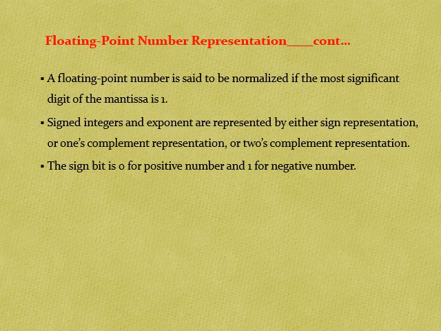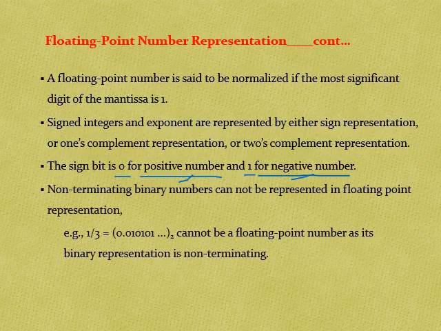Now let's see the condition for the sign bit. If the sign bit, which is the first bit of the whole number, is 0, then it is a positive number. If it is 1, then it is a negative number. That means positive and negative numbers are signified by the first bit: if it is 0, it is a positive number, and if it is 1, it is a negative number.